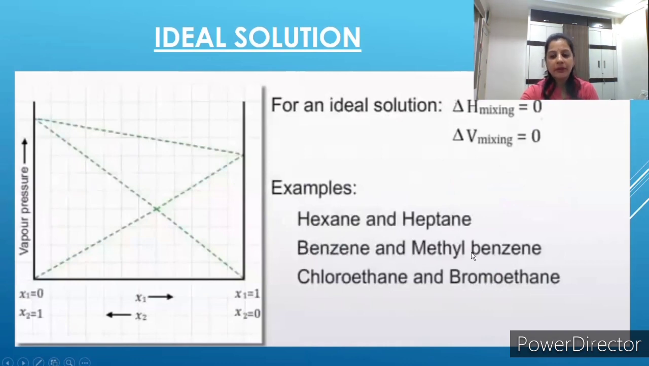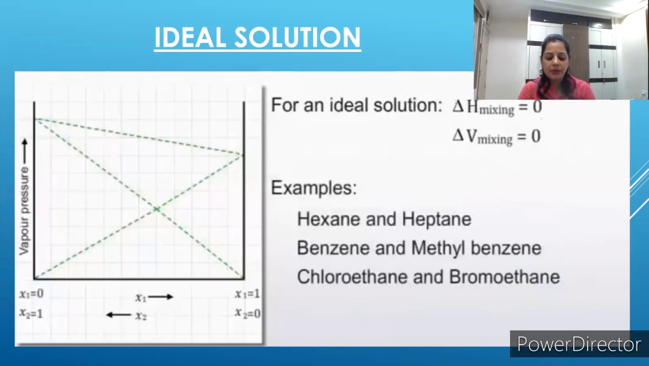Similarly, when we mix benzene and methyl benzene, again it forms a nearly ideal solution, and chloroethane and bromoethane also form a nearly ideal solution. So if the solutions obey Raoult's law and behave like an ideal solution, then if we plot a graph between the vapor pressure and the mole fraction, we should get a straight line passing through the origin, of the type y equals mx, or y equals mx plus c. So this is an ideal solution.